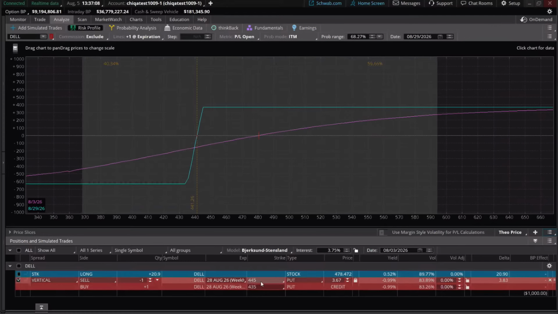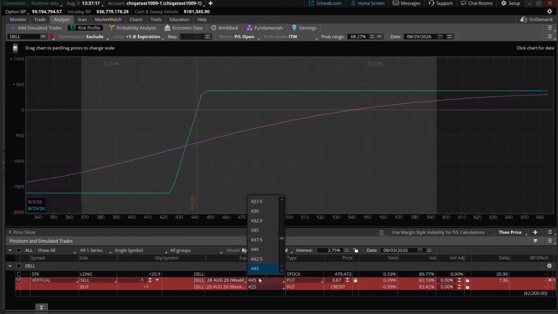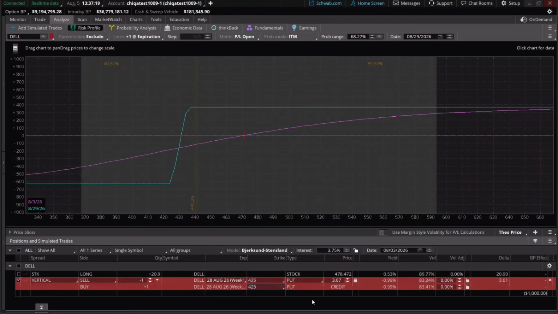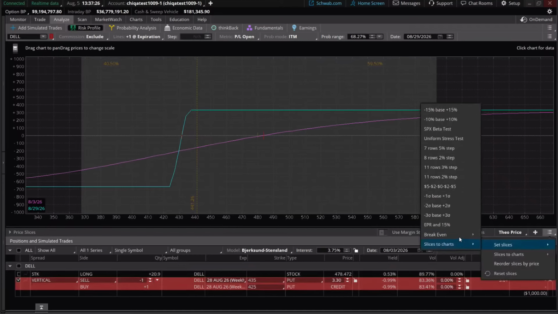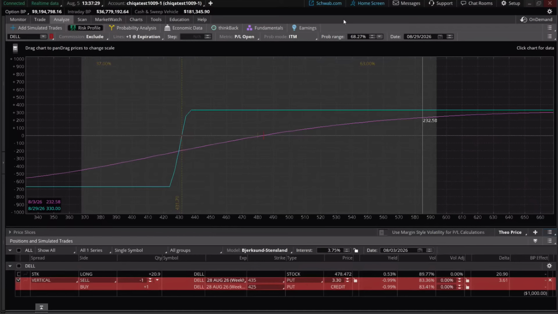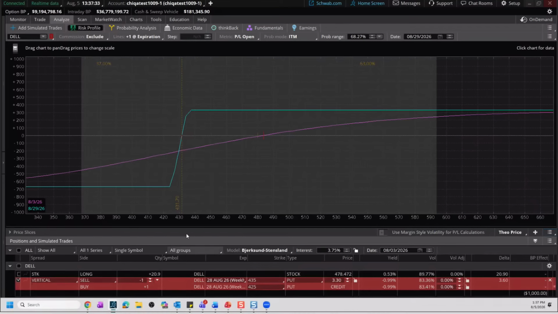So maybe we want probabilities on our side. Let's see where these could take us. So let's move it down to the 425. We're going to see the difference there. And we're going to move this down to the 435. Okay. And that's a little less premium, right? So that's a little less premium, just a little less. But if we set the slices to break even, we get a little bit more probability on our side. So we could definitely do that.